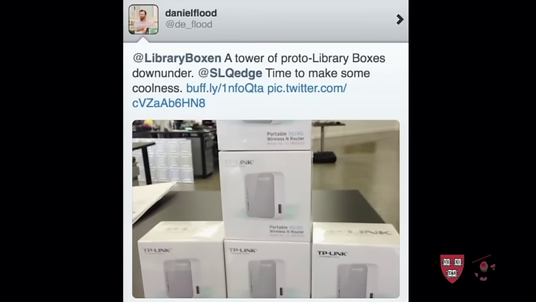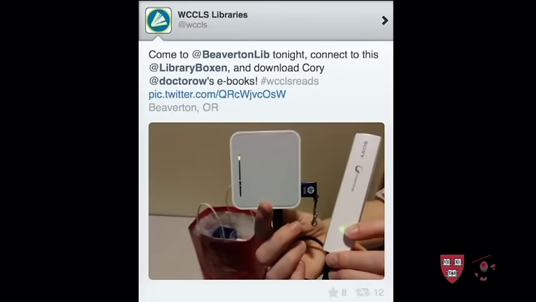It's being used internationally. This is the State Library of Queensland tweeting about their use. They're actually making library boxes and going out into incredibly rural areas of Australia. If you know anything about that part of Australia, it is rural beyond belief. And they are going out and delivering electronic things out into the world using library boxes.